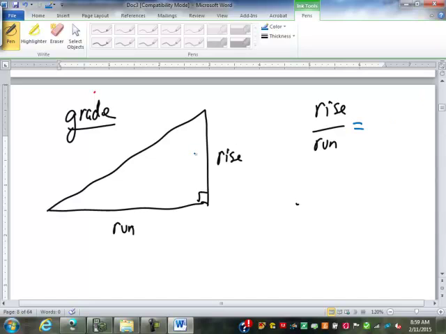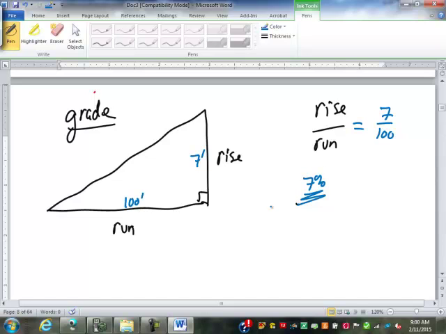Right. So anyway, let's say that this rises 7 feet in 100 feet of run. Technically, a grade is usually done in rise per 100 feet of run. So this would be a 7 out of 100 grade. If we're talking about percents, they call it a 7% grade.